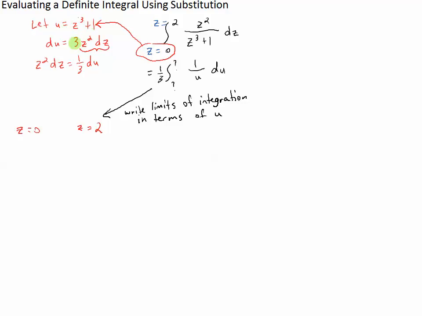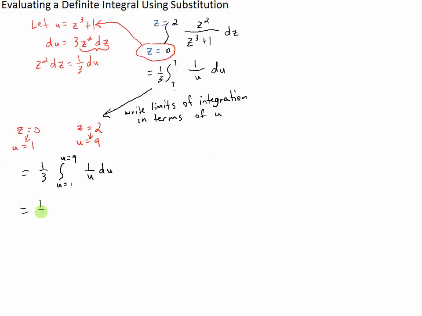It tells us that if z is 0, u is 0 cubed plus 1. So when z is 0, u is 1. And if z is 2, u is 2 cubed plus 1, which is 9. So now we can rewrite the integral as 1/3 times the integral from u equals 1 to u equals 9 of 1 over u du. And now we can proceed to evaluate this integral.